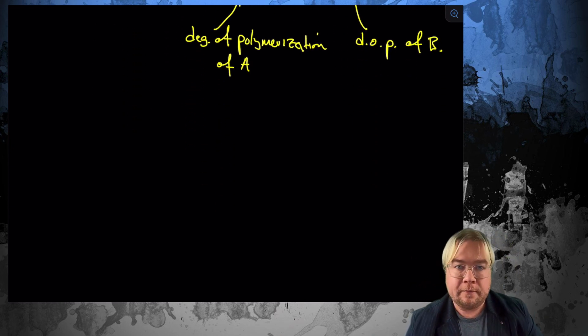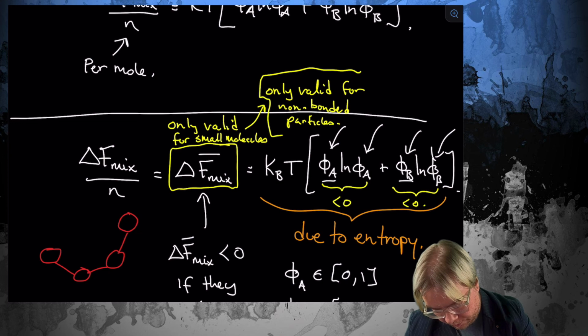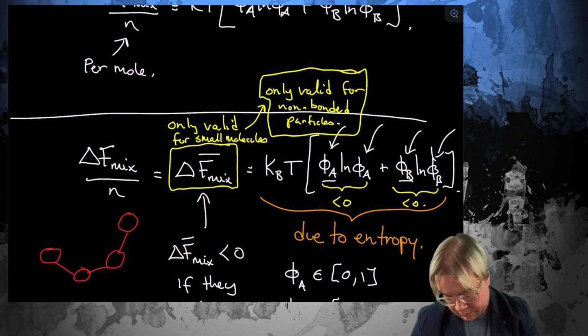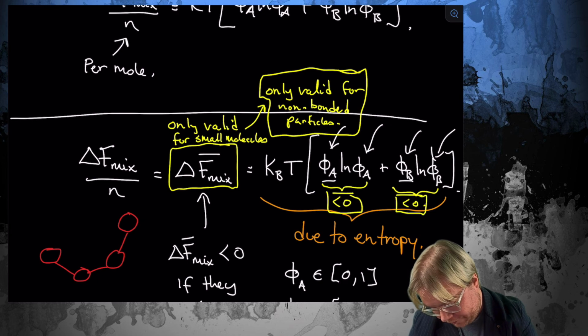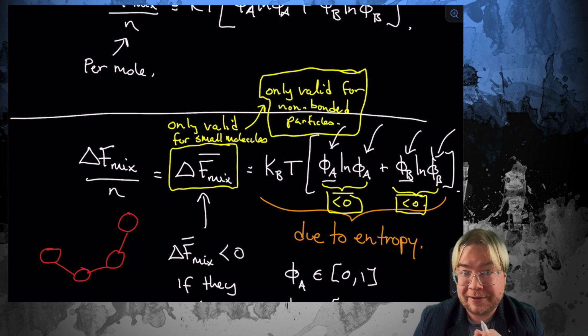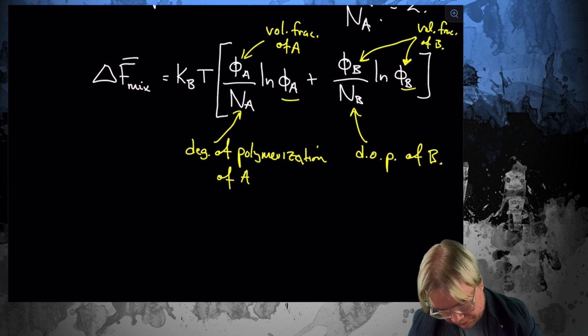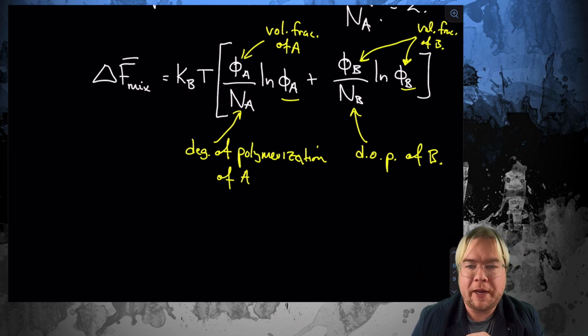So last thing I want to talk about, we saw that in this expression up here, that this was only valid for non-bonded particles. And we saw that it gave a value that was always less than 0 for the free energy of mixing. In other words, entropy was always driving things that were not bonded to mixing, excluding interactions, right? We're not talking about interactions. Well, what happens in the case of a polymer? Well, let's consider a polymer. Let's consider ultra-high molecular weight polyethylene. So these are used in implants, so hip joints and things like that. Really super high molecular weight.